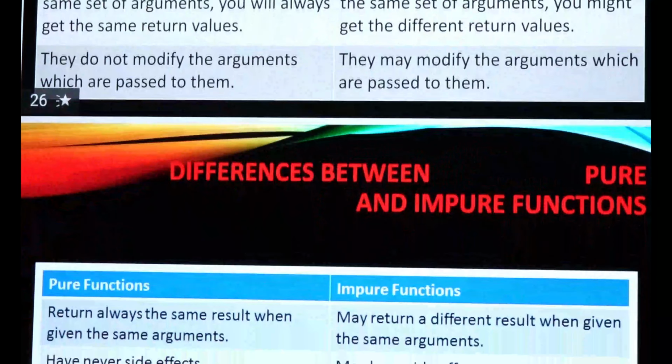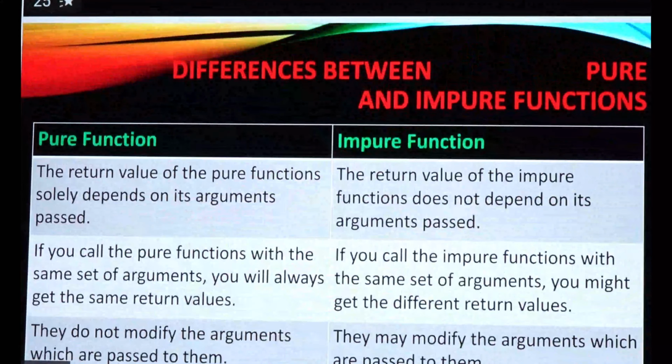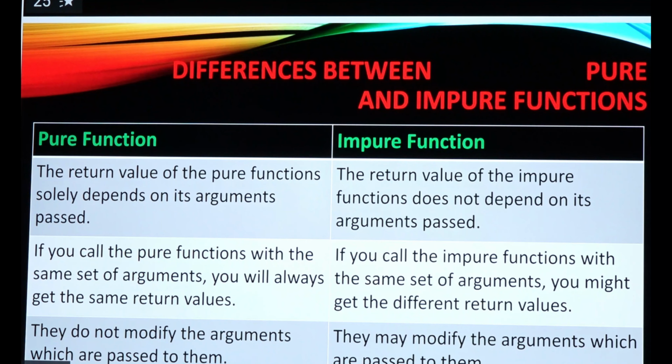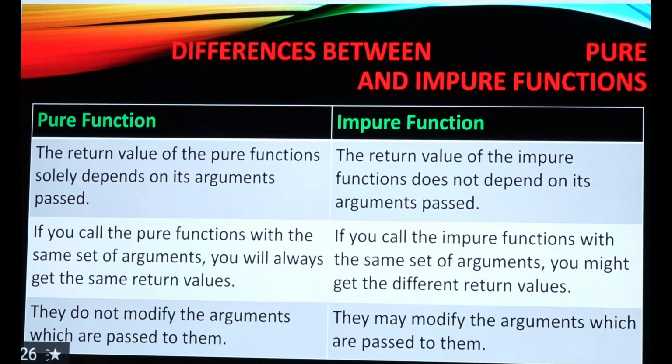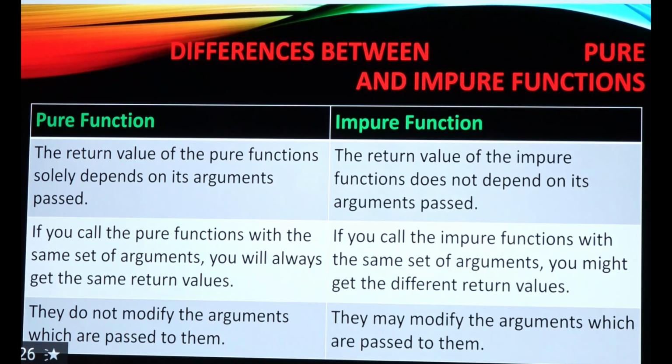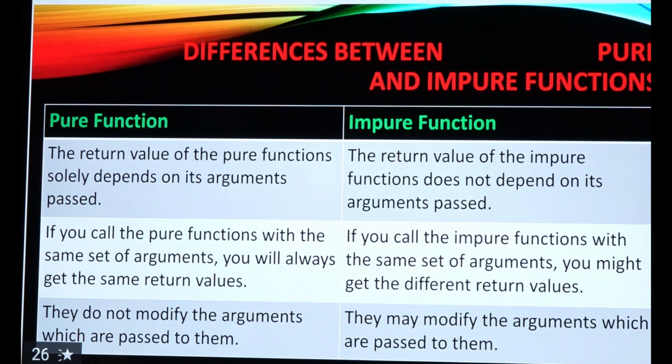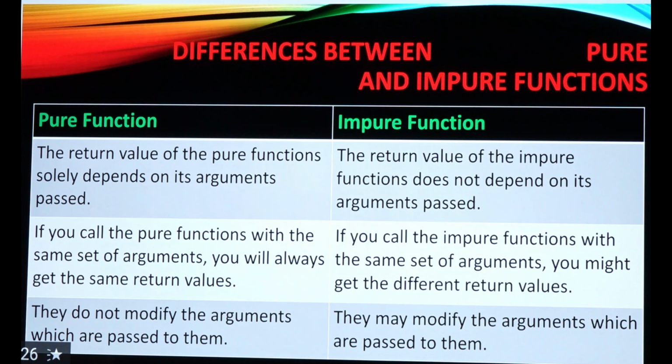Now, what is the difference between pure and impure function? This is very important for 2 mark, 3 mark and 5 mark questions also. The return value of the pure function solely depends on its arguments passed. The return value of the impure function does not depend on its arguments passed. If you call the pure function with the same set of arguments, you will always get the same return values, right? If you call the impure function with the same set of arguments, you might get different return values. Pure functions do not modify the arguments which are passed to them. Impure functions may modify the arguments which are passed to them.